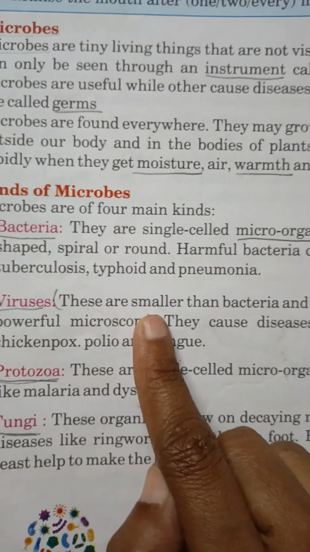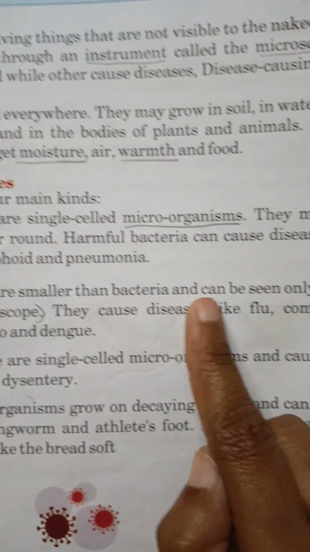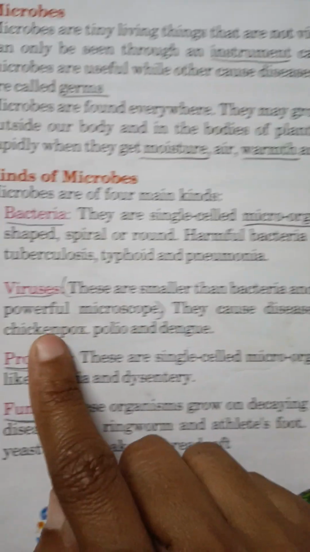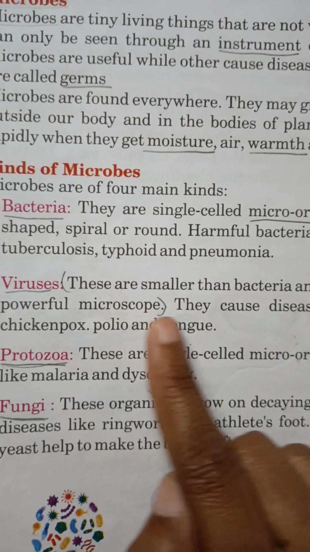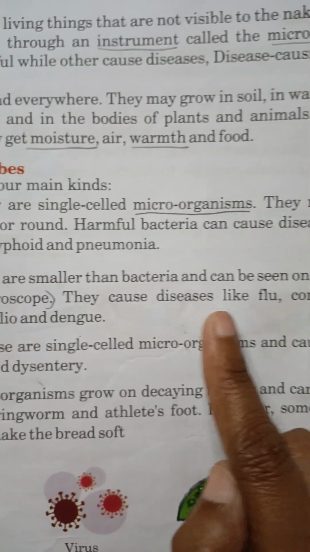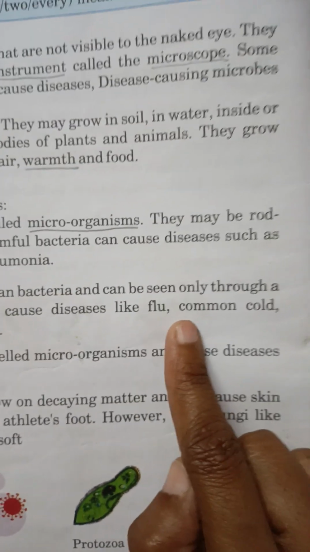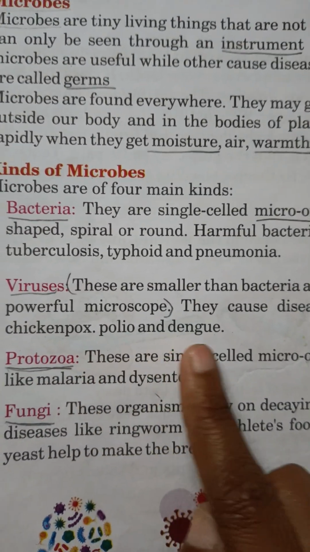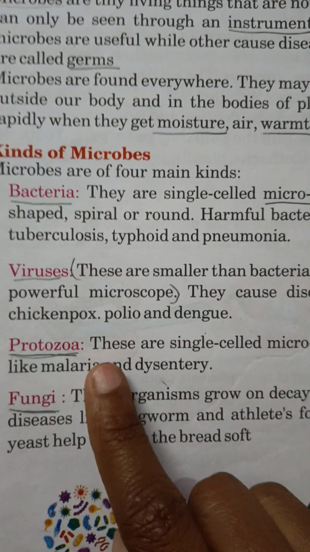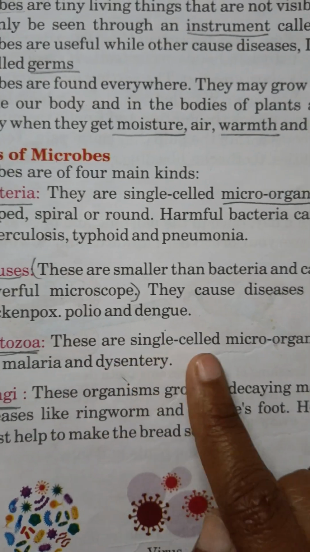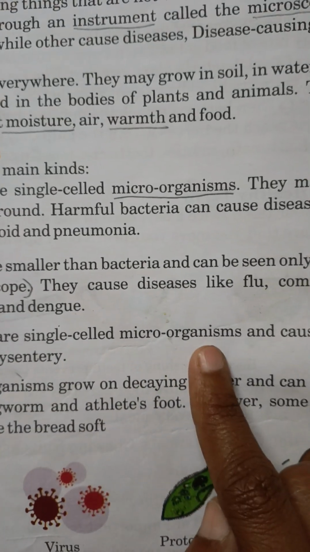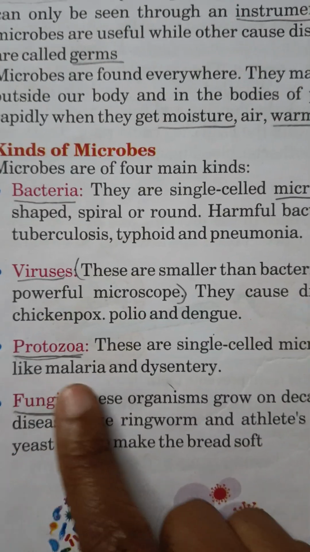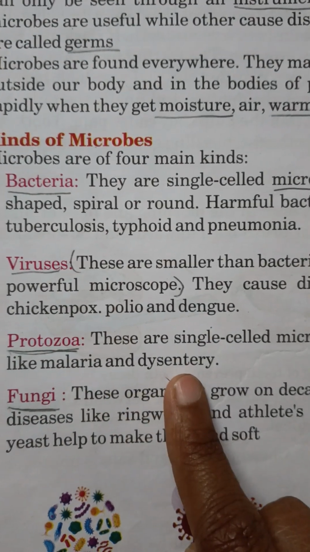Viruses. These are smaller than bacteria and can be seen only through a powerful microscope. They cause diseases like flu, common cold, chickenpox, polio and dengue. Protozoa. These are single-celled microorganisms and cause diseases like malaria and dysentery.